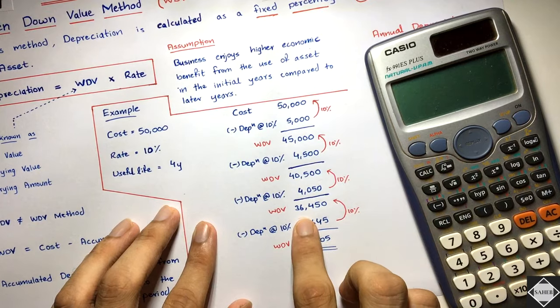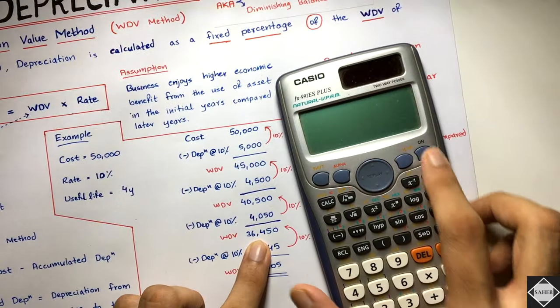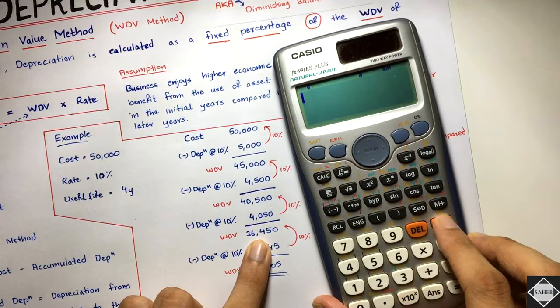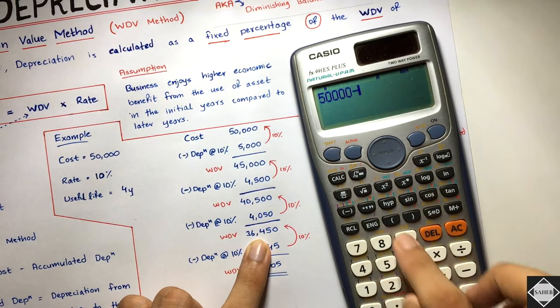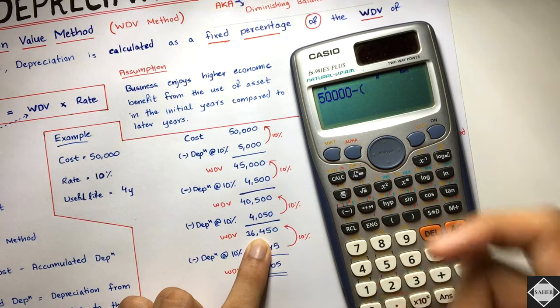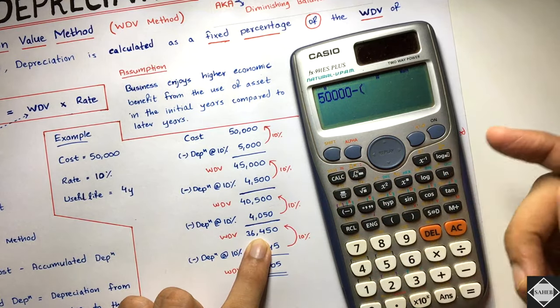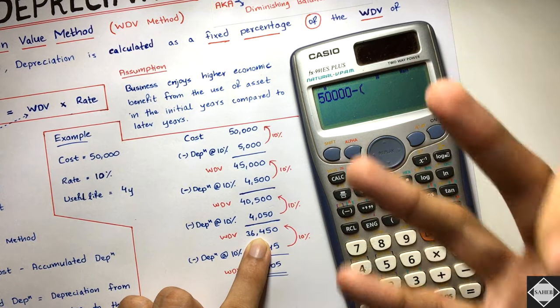Let's say, for example, we have to calculate this WDV, 36,450. Mathematically, how will we calculate this? We have to take the cost, 50,000, minus the accumulated depreciation, whatever depreciation you have charged up till here. How much depreciation have you charged? 3 years' depreciation you have charged.